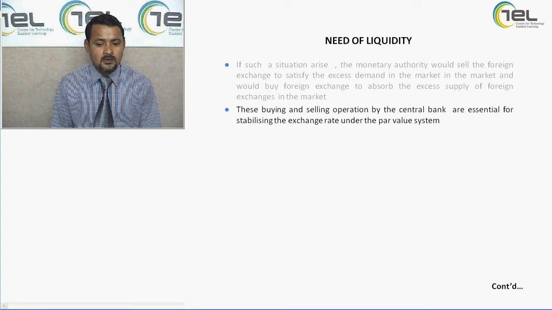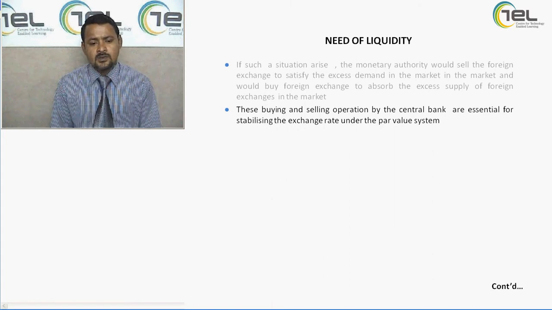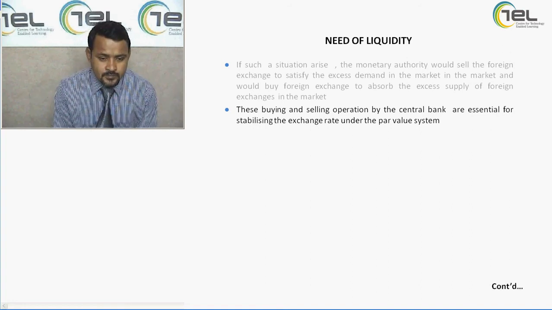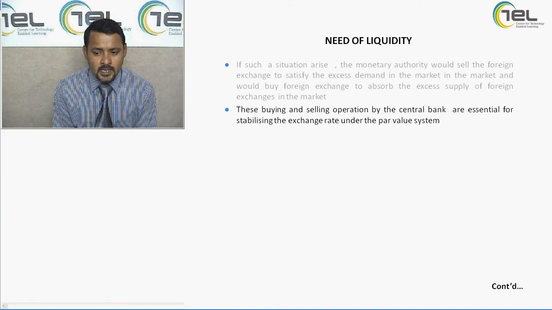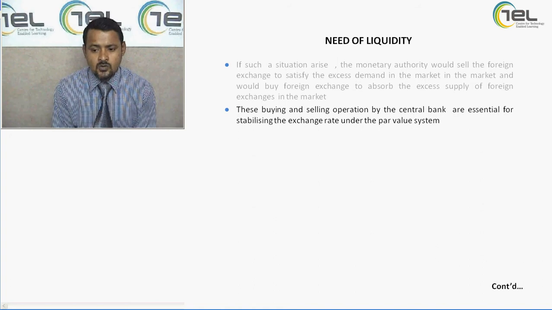But in the case that demand is much more and supply is not there, say some year the balance of trade is positive, your exports are more, imports are less, then demand is much more. In that case, the monetary authority would look to sell foreign exchange to increase the supply, and meet the excess demand in the market. So instead of the price increasing, the price will again stabilize.